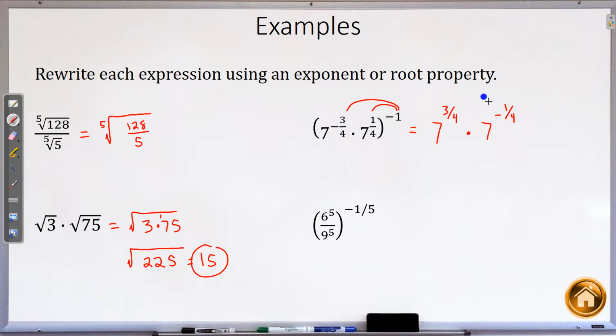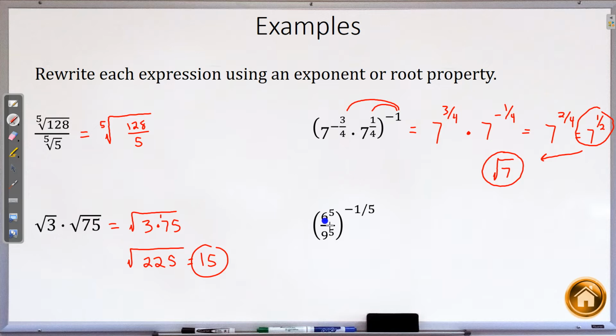And then let's see, what can I do with these? Because I have the same base, we can now take the exponents and add them. So that will be 7 to the 3/4 and negative 1/4 is 2/4, which is just 7 to the 1/2 if you want to reduce it. And 1/2 power, if you like 1/2 power, that's all good. But 1/2 power is just a square root. So you could also just rewrite that as the square root of 7. They are the same. Whichever one you like better, you can use.